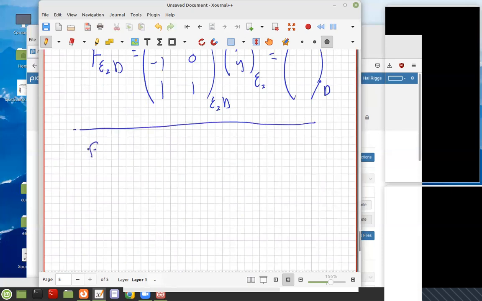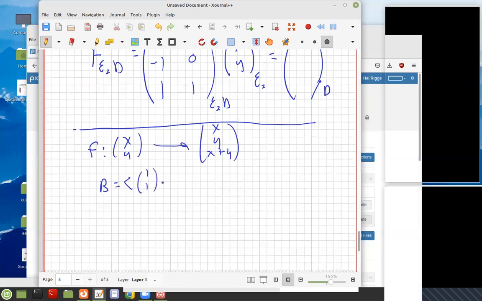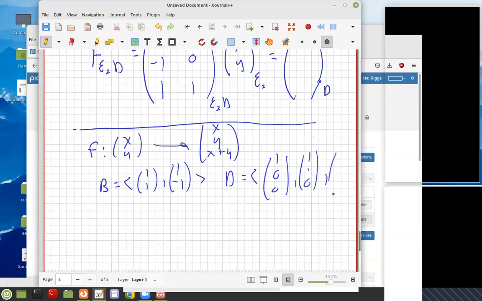This one is F of (x, y) equals (x, y, x plus y). The linear map corresponds to that, but we're going to use B equals (1, -1), (1, 1), and D, like last time, (1, 0, 0), (1, 1, 0), and (1, 1, 1). And so what I do is I look for the image of (1, 1). Well, that's going to be (1, 1, 2). Then I have to reduce that.